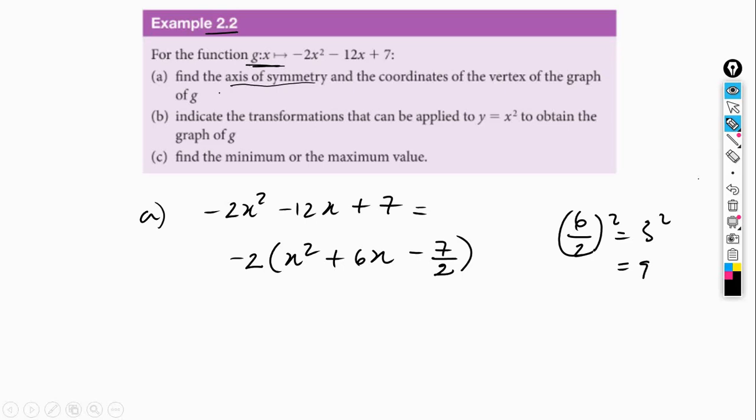So I will rewrite this as being equal to minus 2. And then here I'm going to write x squared. Notice that I'm going to say x squared plus 6x plus 9. So this is a perfect square right here. But I can't just add 9 out of the blue. I will have to subtract that as well. So minus 9 minus 7 halves.